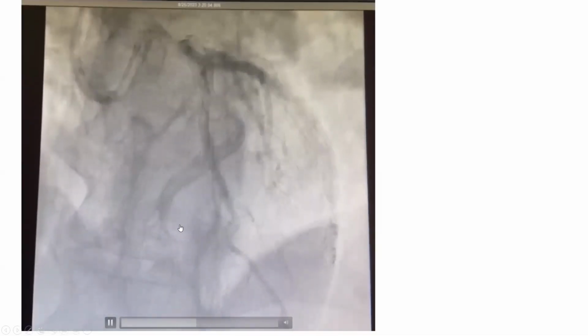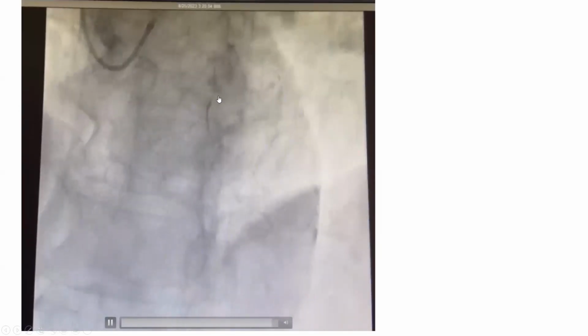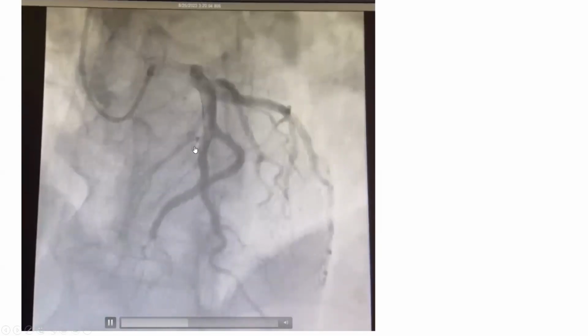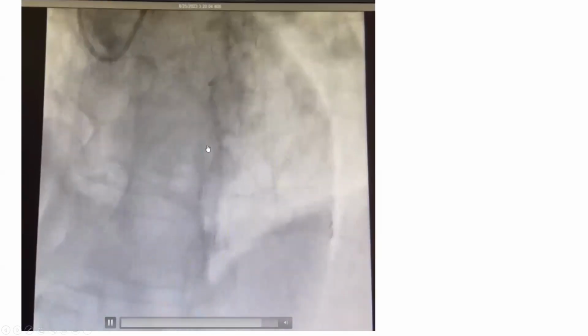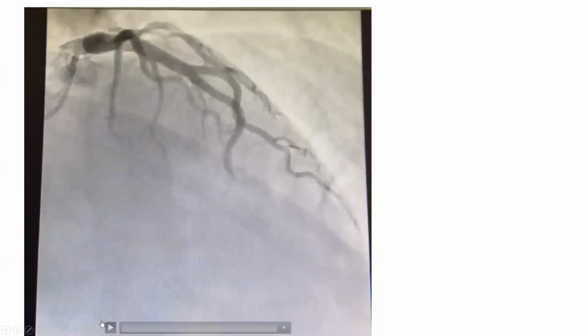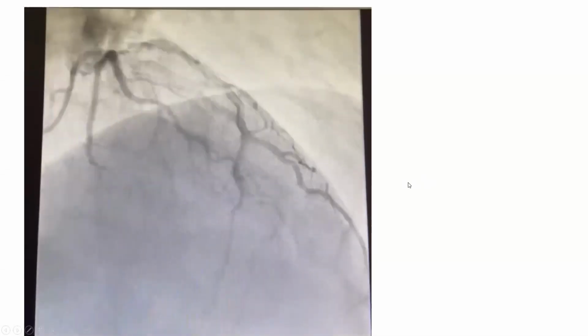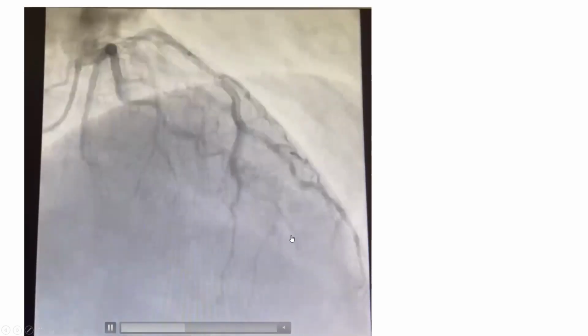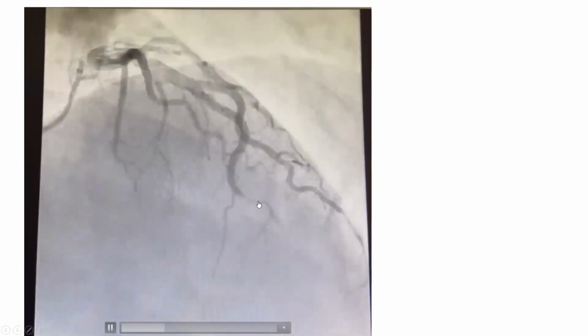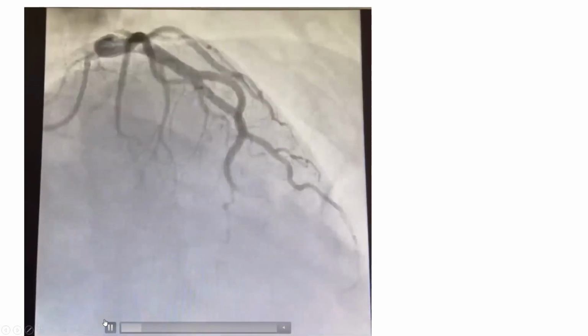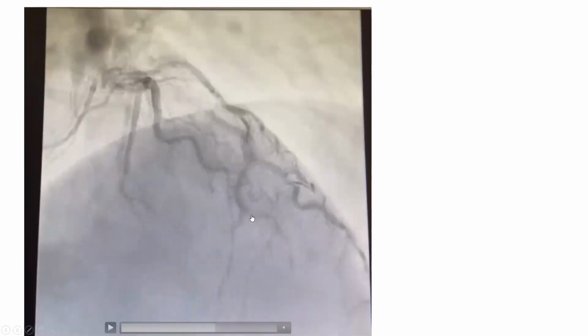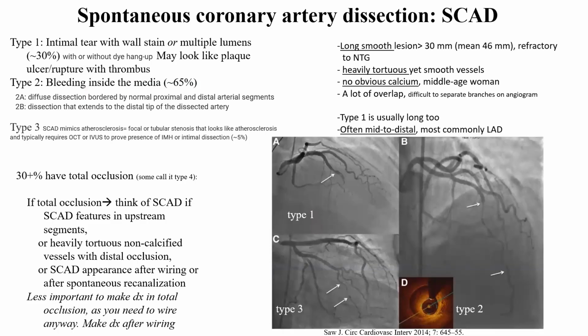And we know that heavy tortuosity is associated with SCAD. I mean, look at the LAD and diagonal here. They almost overlap because they are so tortuous. And in this view, it's hard to sort out the branches because you have so much overlap. And the disease is very long and smooth. In this case, it starts here where it's subtotally occluded, then it occludes fully. It's a very long, smooth distal disease. That's also a SCAD feature.